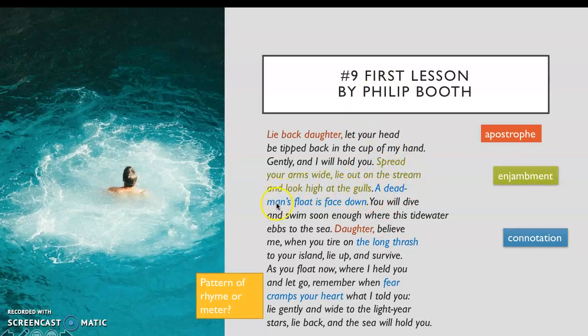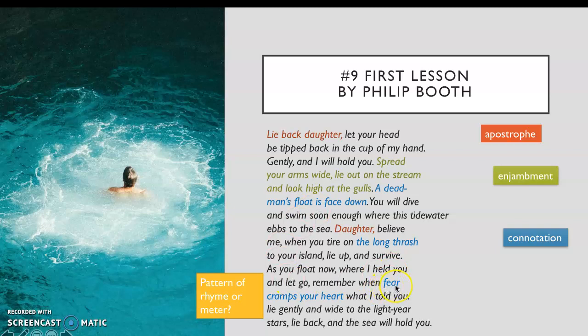Using this word, a dead man's float is face down. That's a pretty powerful connotation. Dead man's float, everybody knows what it is. It is to float face down. But he's trying to make the point that when things are tough, you lie back, face up, and float. So this whole idea of saying dead man's float becomes pretty important.